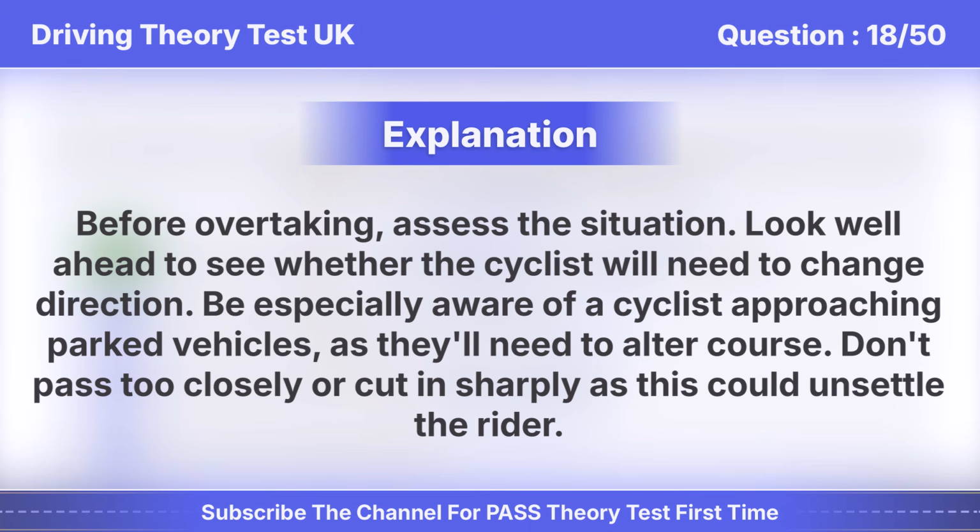Before overtaking, assess the situation. Look well ahead to see whether the cyclist will need to change direction. Be especially aware of a cyclist approaching parked vehicles, as they'll need to alter course. Don't pass too closely or cut in sharply, as this could unsettle the rider.